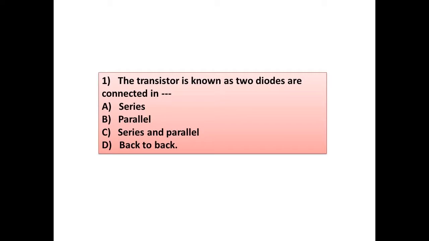Multiple choice questions. Question number 1. The transistor is known as two diodes connected in dash. Answers: A. Series, B. Parallel, C. Series and parallel, D. Back to back.